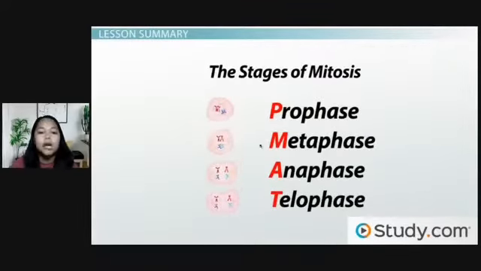CASO, condensation, alignment. During anaphase, that would be the separation of chromosomes. So separation of chromosomes ito. And of course, for telophase, that would be letter O. It is the opposite of your prophase. Okay, so again, PMAT, CASO. Prophase, metaphase, anaphase, telophase. CASO is condensation of your chromosomes, alignment of the chromosomes, separation of the sister chromatids, and of course, it is the opposite of prophase.